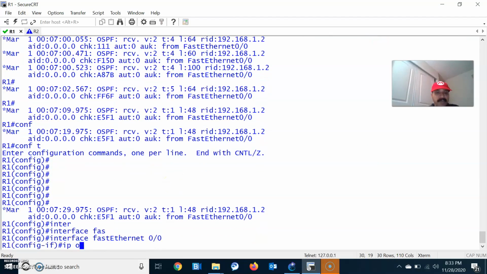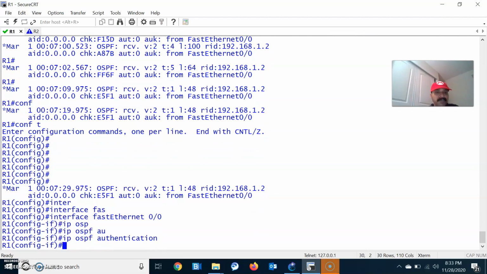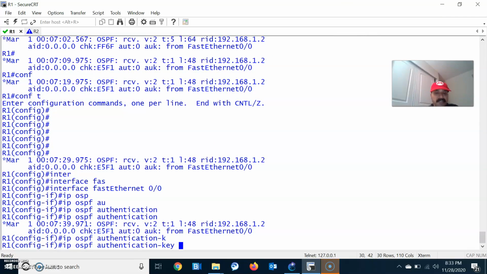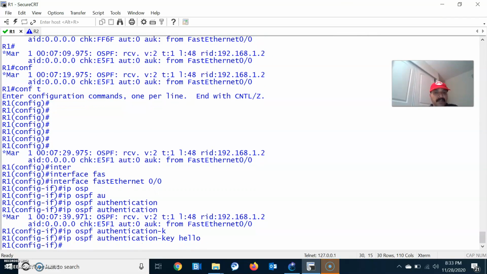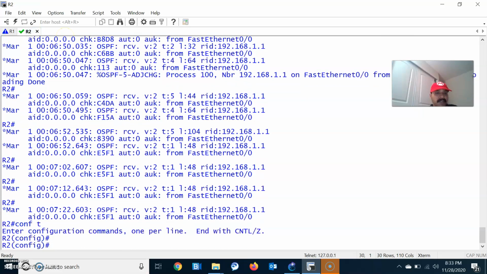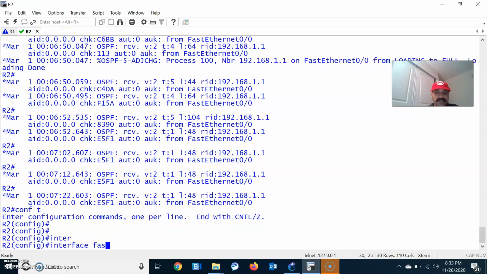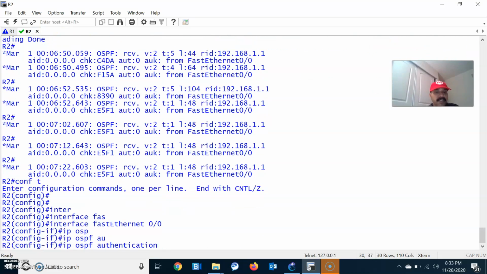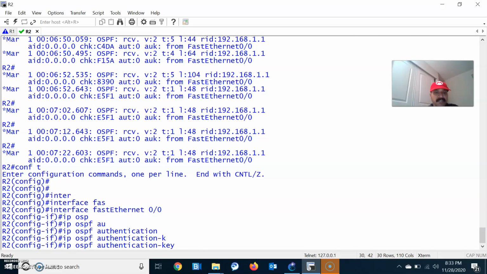So let us go to the interface mode, fast Ethernet 0/0. Let us enable IP OSPF authentication. Then let us enable the authentication key. Authentication key, let us make it as hello. Similar authentication I have to configure here. Go to the fast Ethernet 0 interface, fast Ethernet 0/0. IP OSPF authentication followed by authentication key is hello.